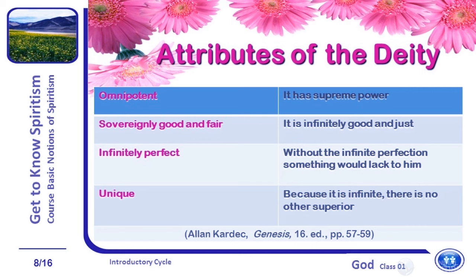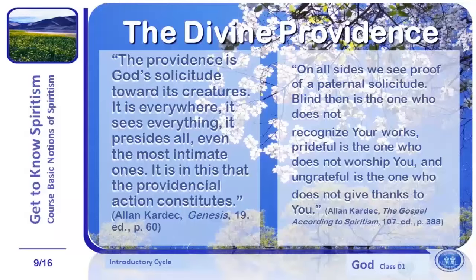So God would be this being that is superior and better than everything else. So now we're going to talk about the divine providence, which is so consoling to our understanding. So Kardec says, the divine providence is God's solicitude toward his creatures. It is everywhere. He sees everything. He presides over all, even the most intimate things. It is in these that the providential action constitutes.